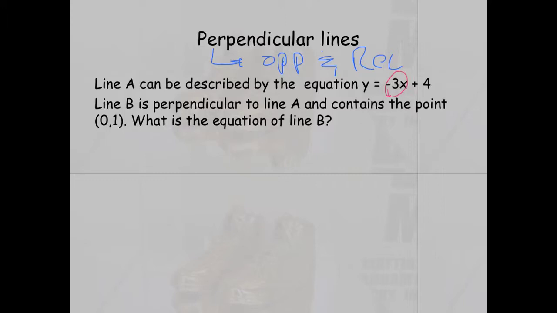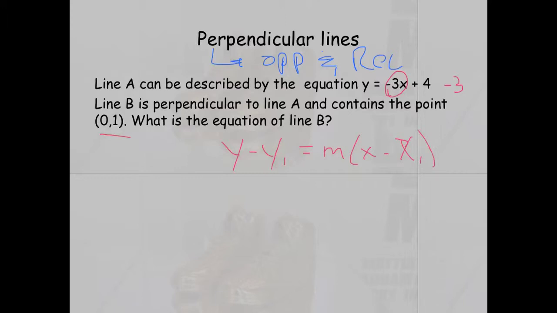All right, so the first bit of information is we want to get the slope from this line, y equals negative 3x plus 4. The slope from line A is negative 3. That's useful because we have a point. We're going to need the point and a slope of this perpendicular line, so that means we use the point-slope equation again.